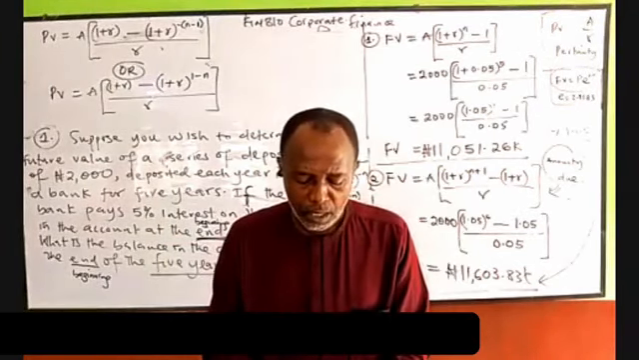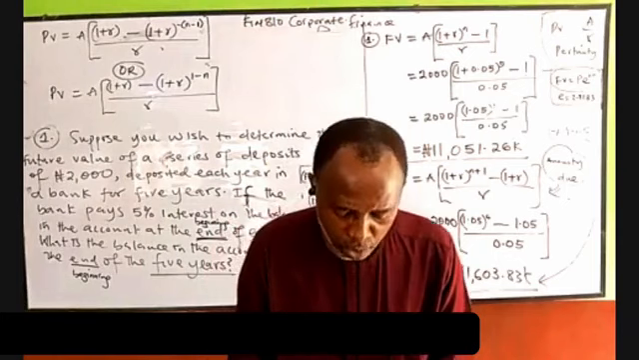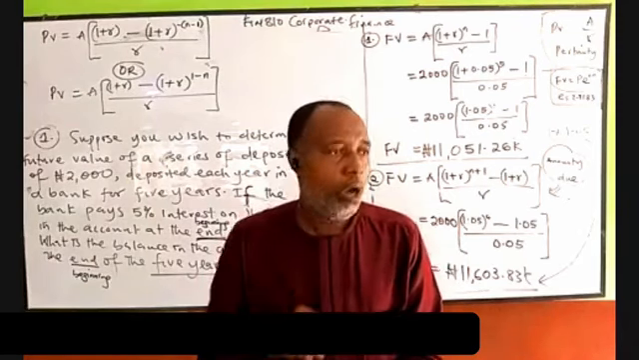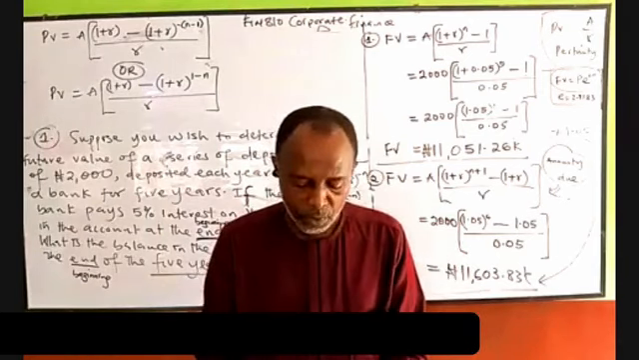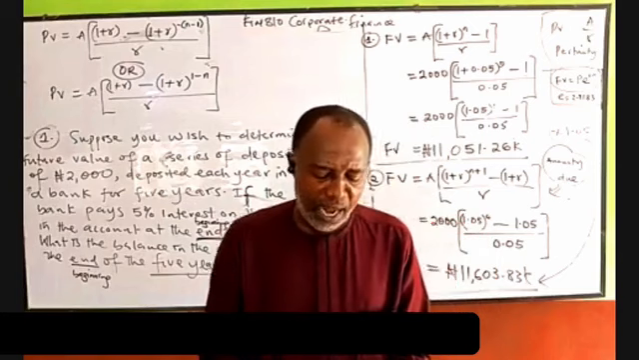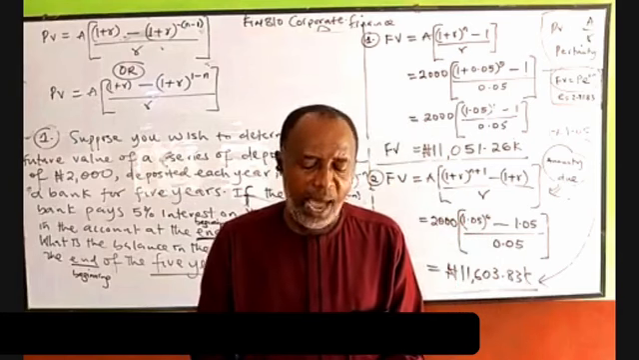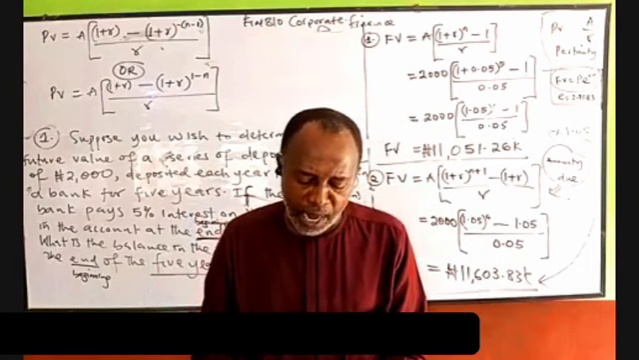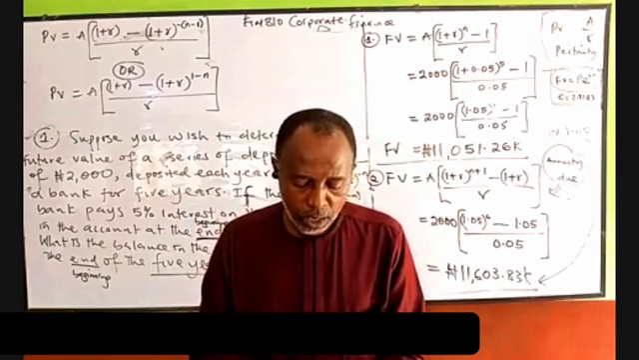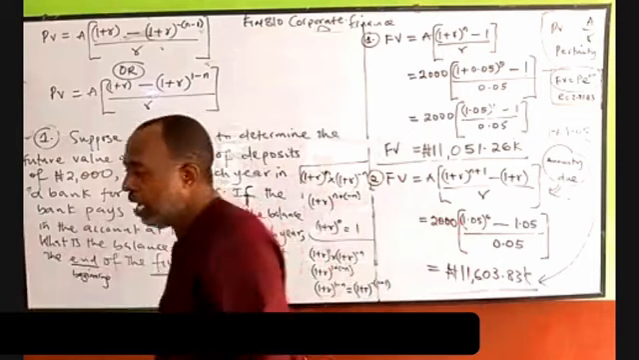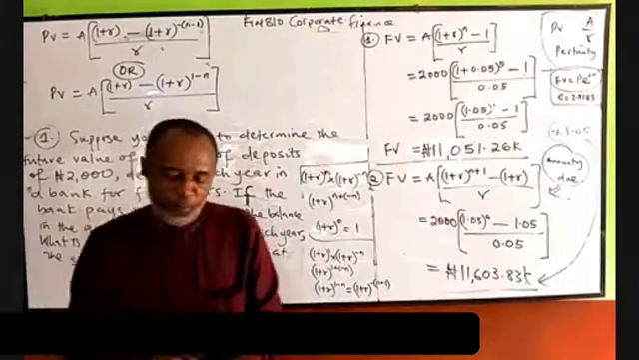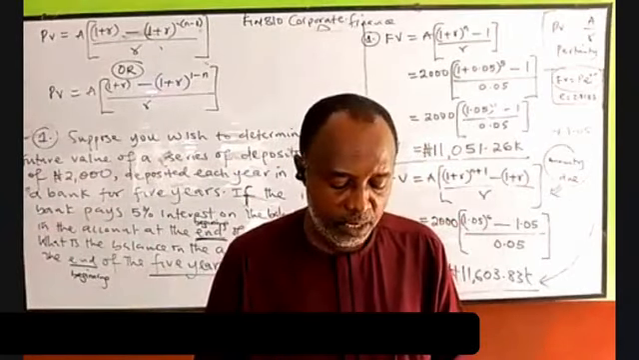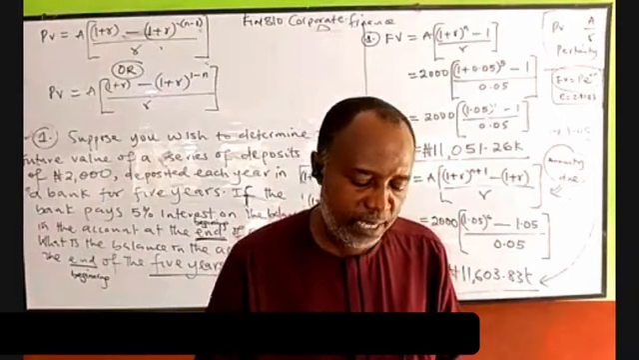A 5-year annuity with payment of 5,000 naira at the end of each of the next 5 years.